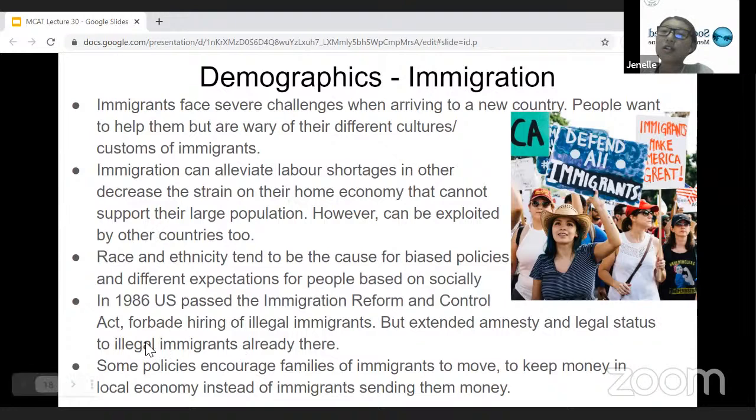There are also other policies that encourage families of immigrants to move or keep money in their local economy, instead of having immigrants send their families money from the new country that they're in. So these are just some challenges for migration. We will also probably go a little more into that next week in terms of assimilation.